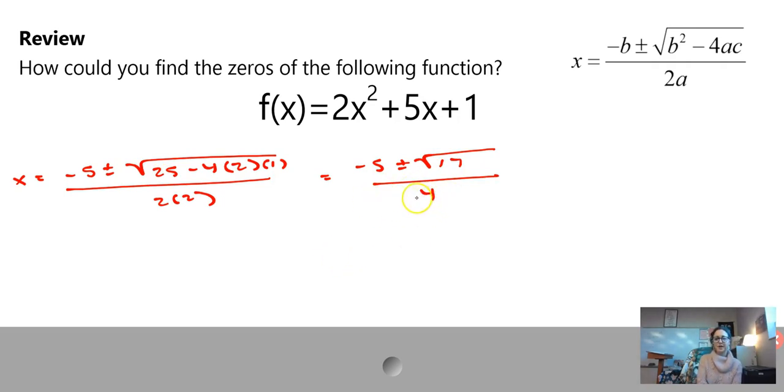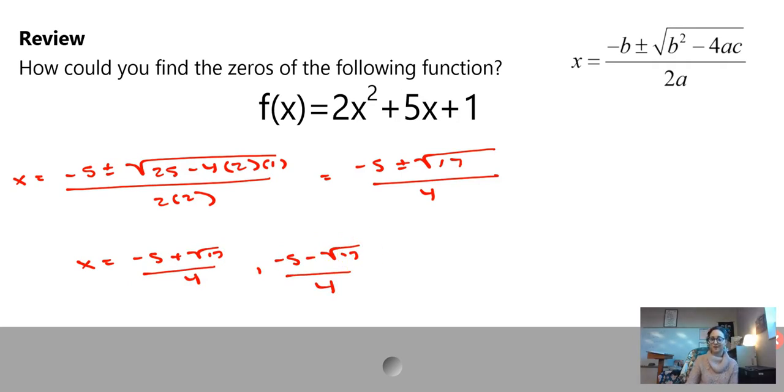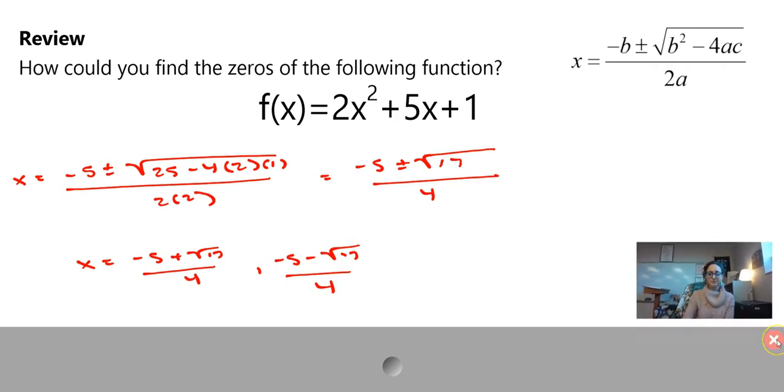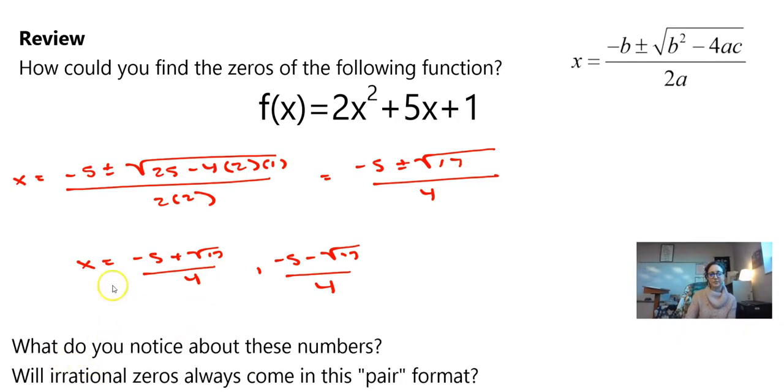In my math lab, oftentimes you'll be asked to write this as 2 separate zeros. So you could have x equals -5 plus square root of 17 all over 4, and -5 minus square root of 17 all over 4. Okay? Now, here's my question for you. What do you notice about these numbers? That they come in this pair format, right? The only difference is the sign right here.